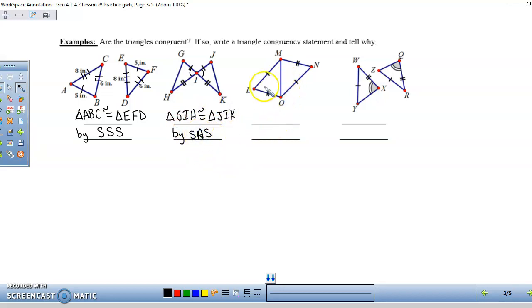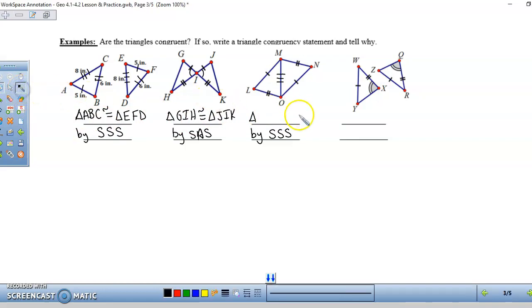Next one. So another popular thing you can mark in a picture is if the picture has a shared side. So notice this MO is part of both triangles. So what we say is it's congruent to itself. So you can mark any shared sides as well. So then you have side, side, side here and side, side, side. So yes, those are congruent by side, side, side. And then we have our triangle statement. So pause and take a second to try to do your own triangle statement.